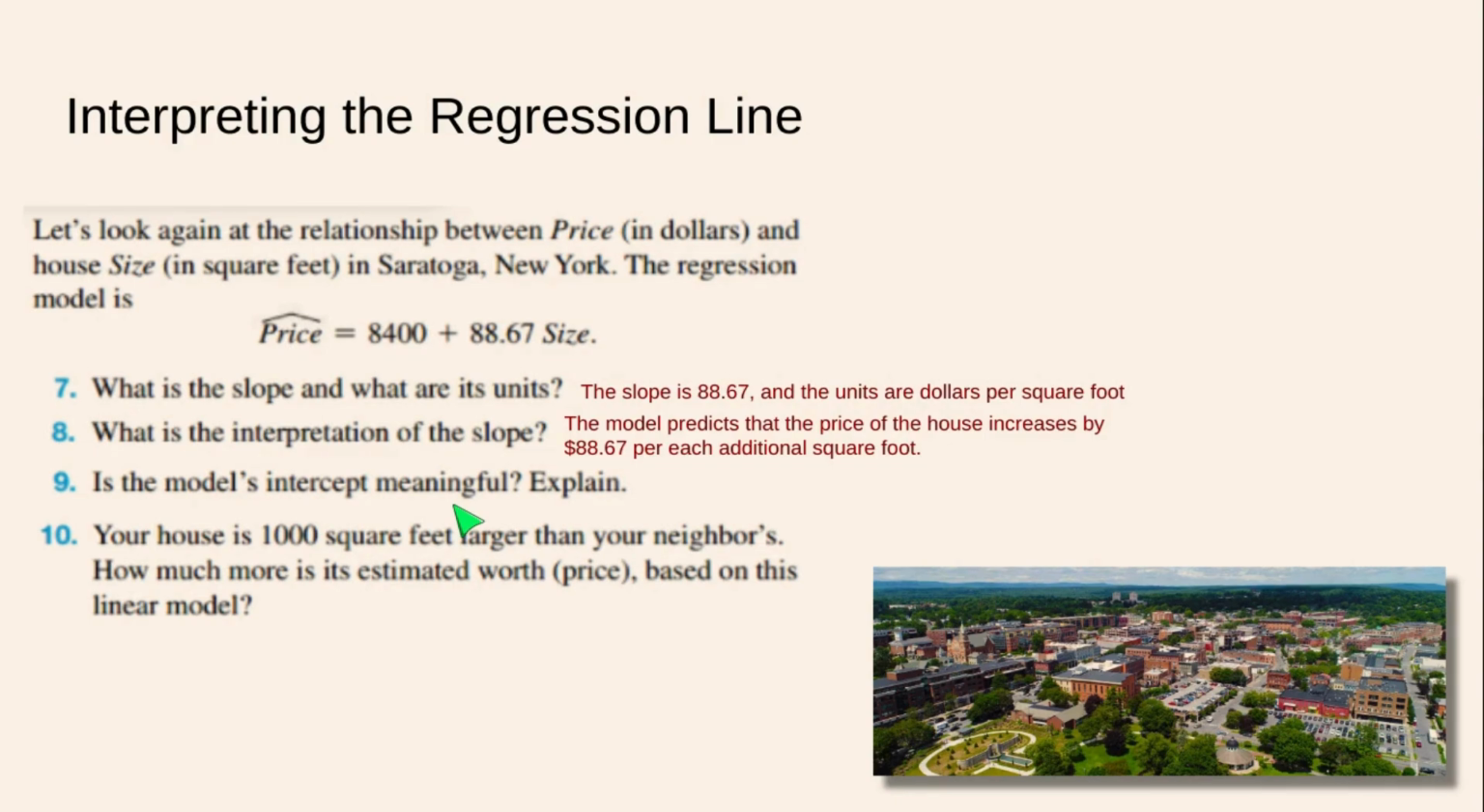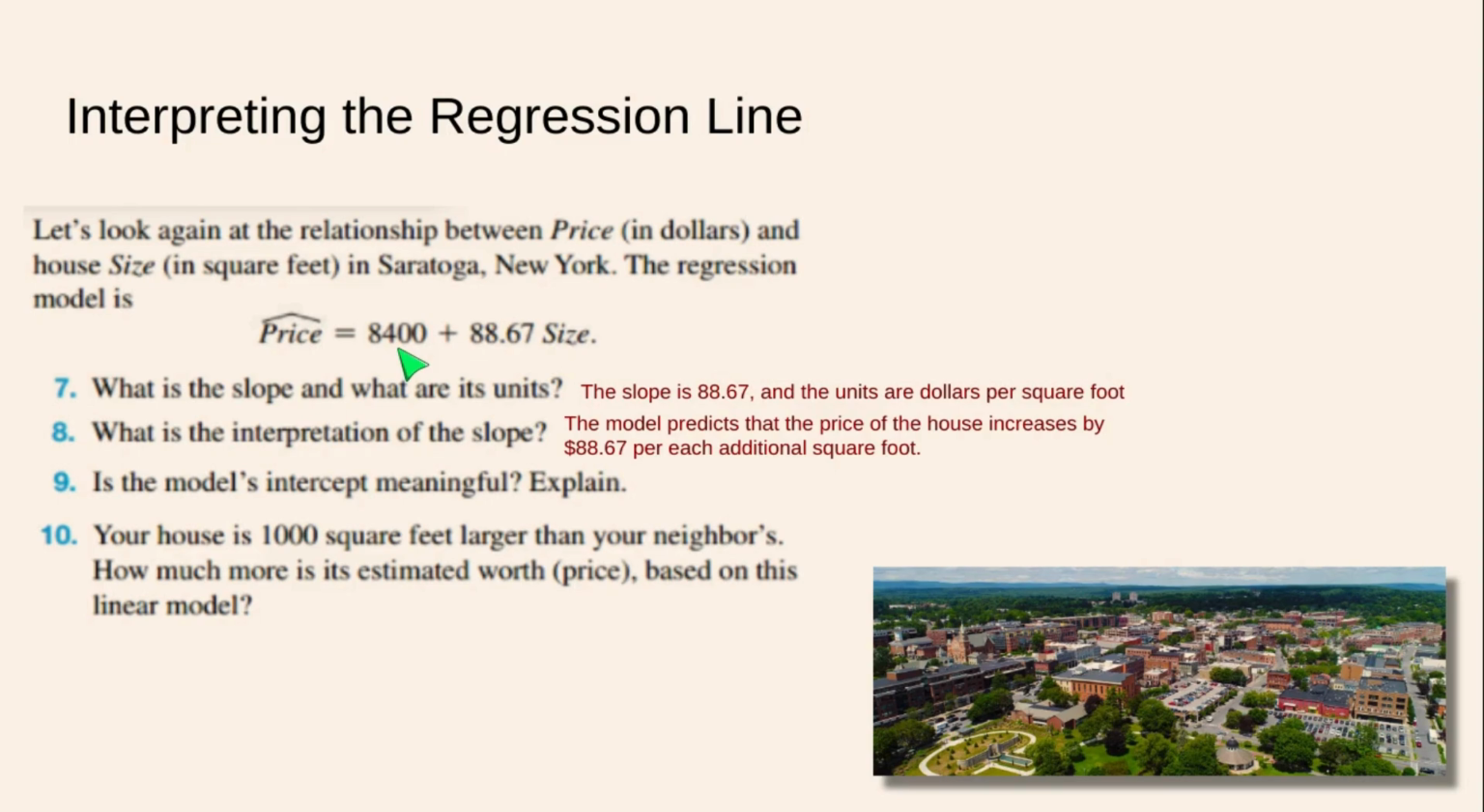Well, think about it. Pause the video. Is the intercept, first of all, what is the intercept? And second, is it meaningful? Okay? Think about it. Unpause the video when you have an answer. Okay, I'll assume we're ready to continue. Well, the y-intercept is this 8,400. All right, that's our b sub 0.